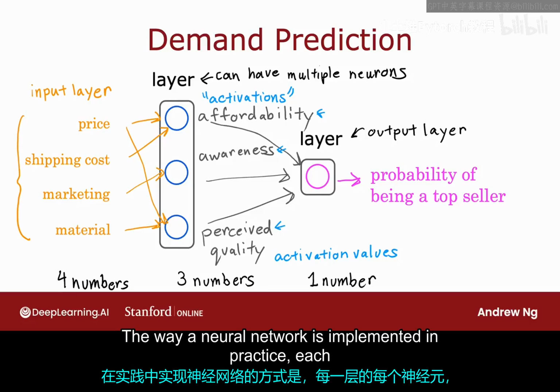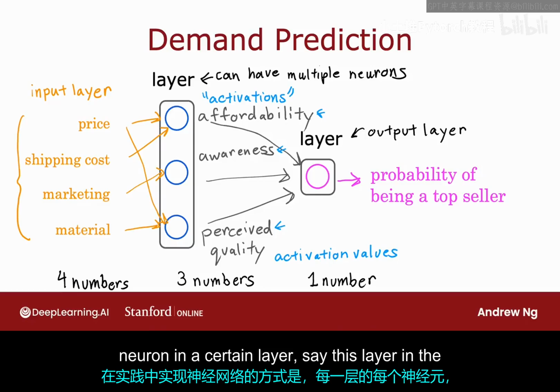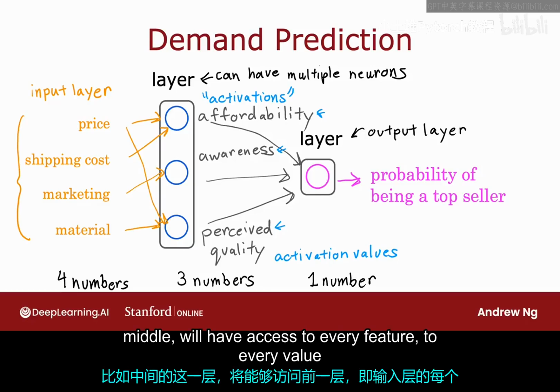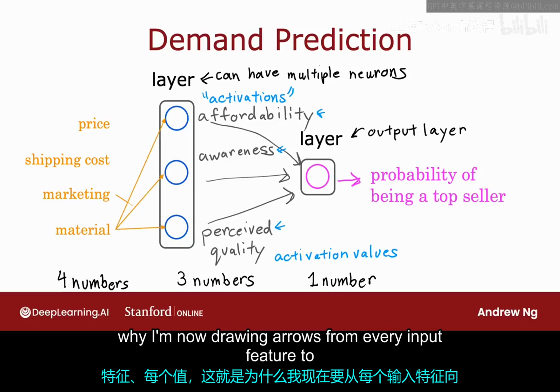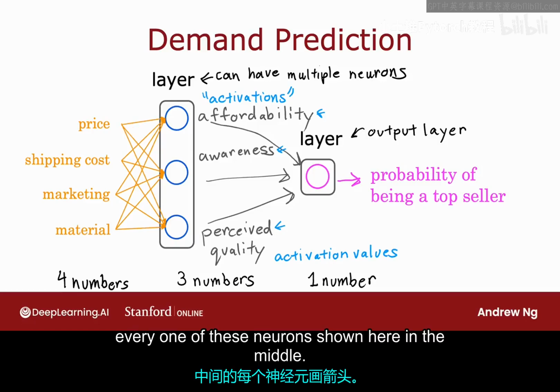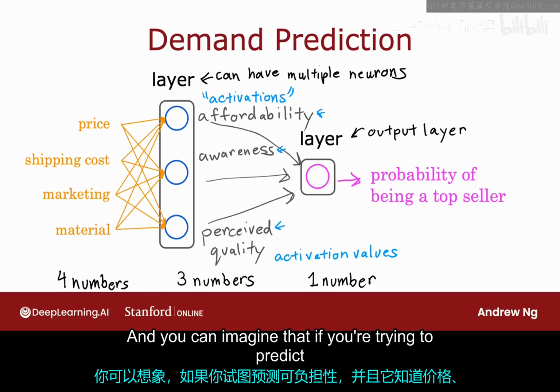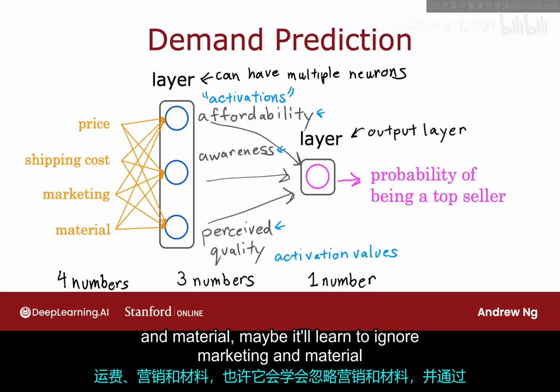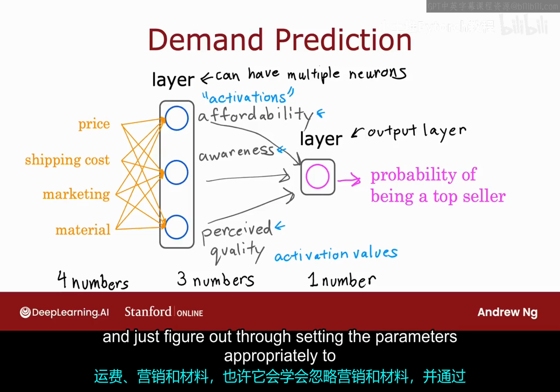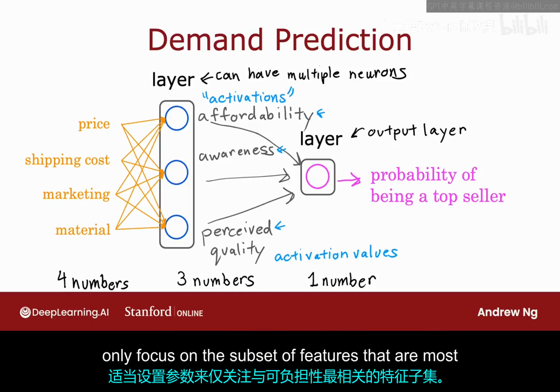The way a neural network is implemented in practice, each neuron in a certain layer, say this layer in the middle, will have access to every feature, to every value from the previous layer, from the input layer, which is why I'm now drawing arrows from every input feature to every one of these neurons shown here in the middle. And you can imagine that if you're trying to predict affordability and it knows what's the price, shipping cost, marketing, and material, maybe you'll learn to ignore marketing and material and just figure out through setting the parameters appropriately to only focus on the subsets of features that are most relevant to affordability.